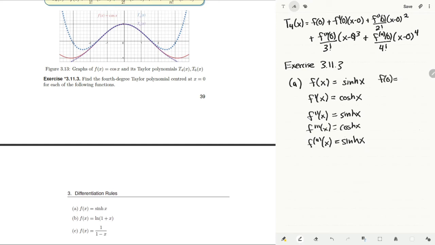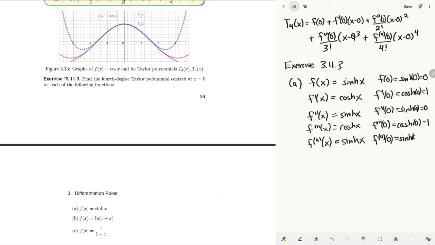So f of 0 is the sinh of 0, which is 0. F prime of 0 is the cosh of 0, which is 1. F double prime of 0 is sinh of 0, which is 0. The 3rd derivative at 0 is cosh of 0, which is 1. And the fourth derivative at 0 is sinh of 0, which is 0.